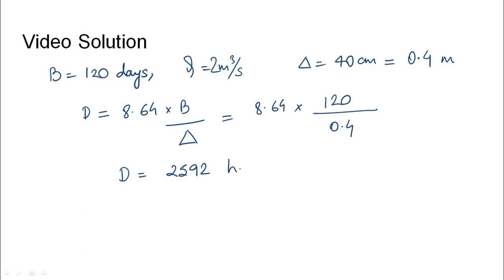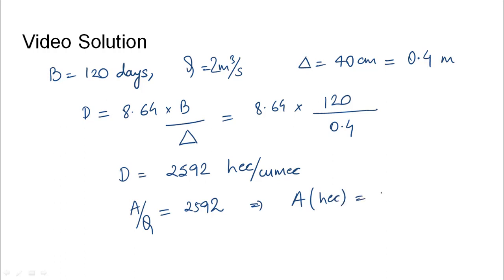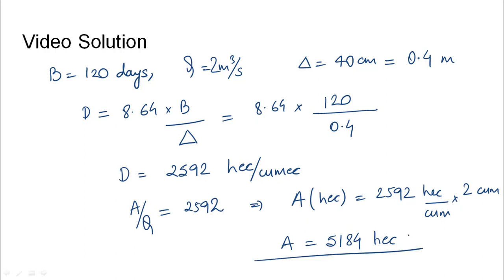This would give the duty value as 2592. The unit of duty is generally expressed in hectare per cumec. As we saw in the previous slide, duty is nothing but the ratio of area in hectares to the discharge in meter cube per second, which is 2592 in this case. Using this, the area in hectares will be 2592, that is the duty value in hectares per cumec, into the discharge, that is 2 cumecs. This would give the area of the field that can be irrigated as 5184 hectares. This can be left as it is, as the question instructs to find the answer rounded off to the nearest integer.